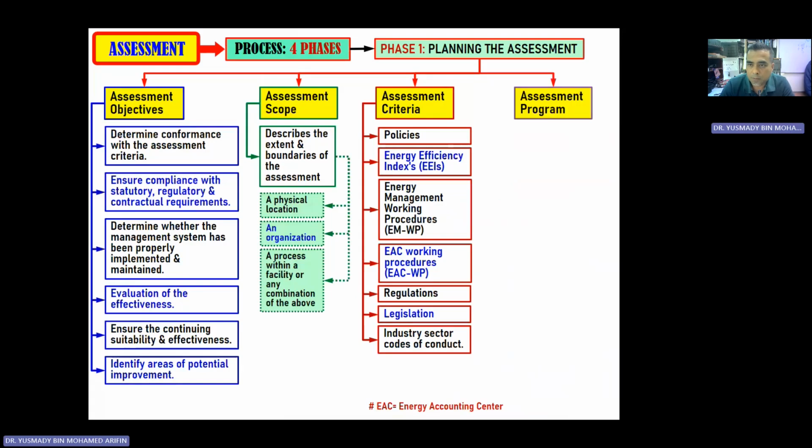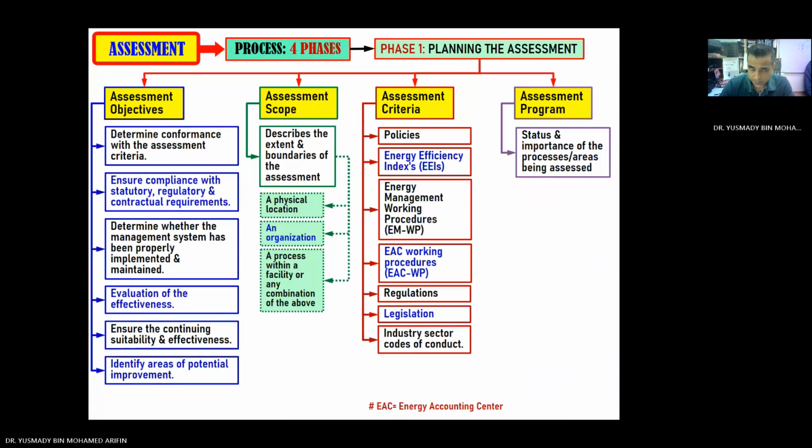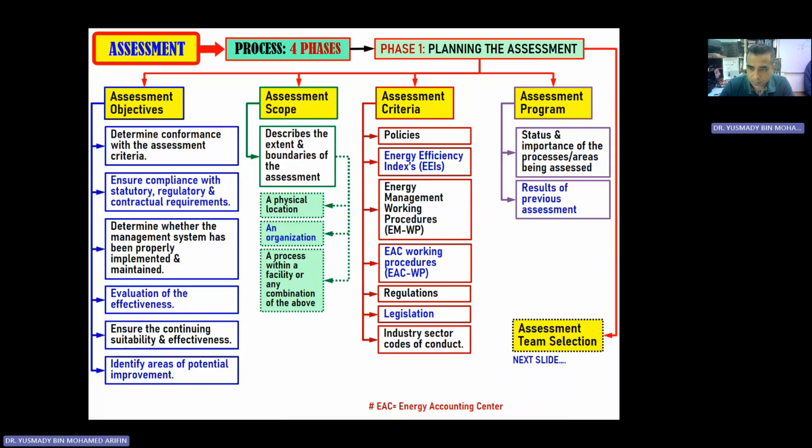So in terms of the assessment program, there are two considerations. First, we have the status and importance of the processes and the area being assessed, and also the result of the previous assessment. And the last one under phase number 1 is about the assessment team selection. So we'll continue for the next slide.